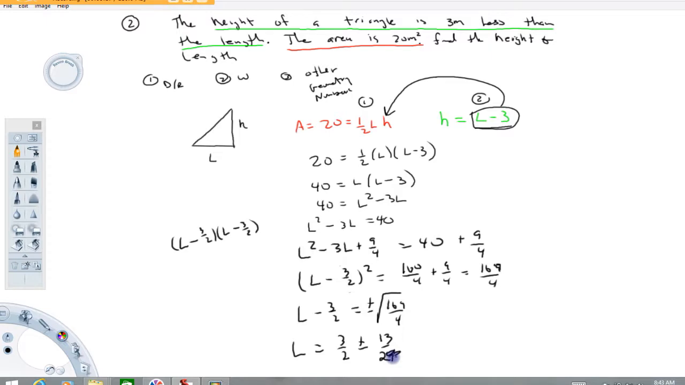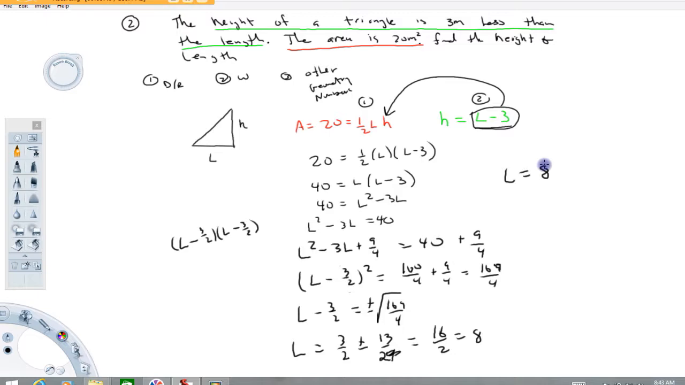All right, now we're going to look at these 2 solutions. One of them is negative. 3 halves minus 13 halves is a negative number, and a triangle has to have a positive length, so we're not going to worry about that one. We'll take the 3 halves plus 13 halves, which is 16 halves, which is 8. And we'll just toss the other solution because it's not applicable in this problem. So the length of this triangle is 8.